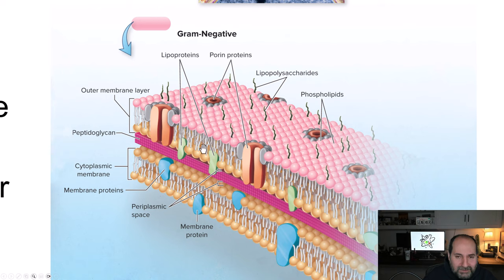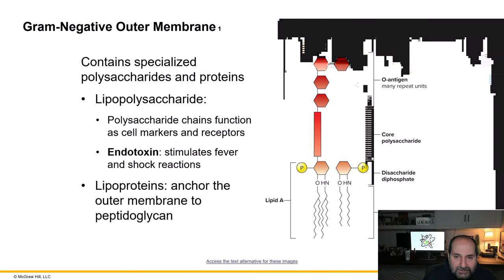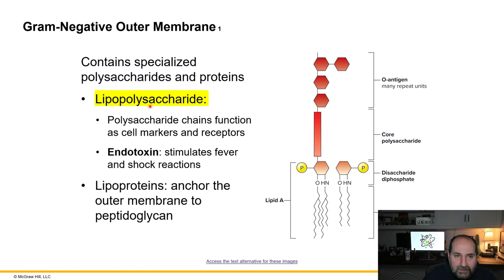And they're very important. Let me tell you what these lipopolysaccharides are. What are these components of the outer part of the outer membrane of gram-negative cells only? This is what it looks like. This is lipopolysaccharide. Remember, these are found in the outer part of the outer membrane of gram-negative cells only. It's a polysaccharide chain which functions as a cell marker and receptor.